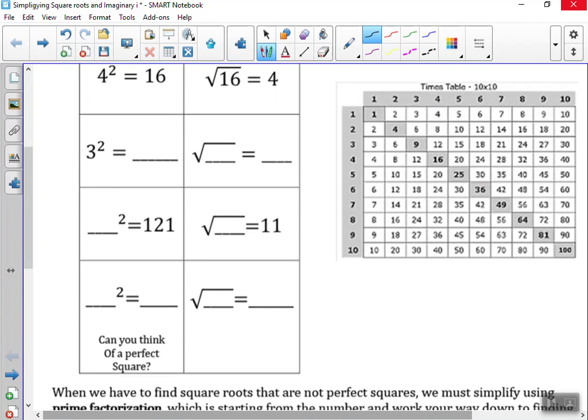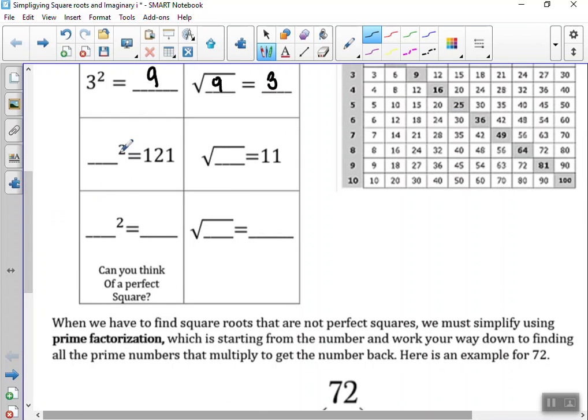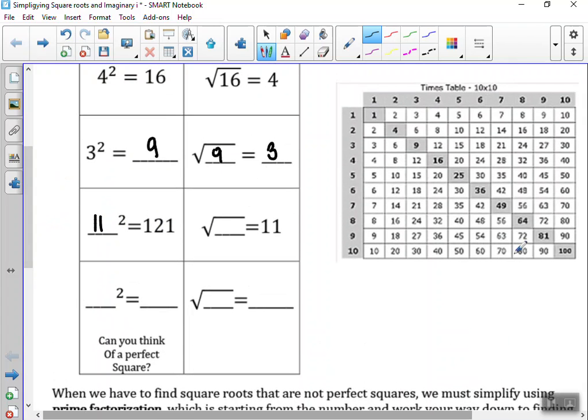So what is 3 squared? 9, which means that the square root of 9 is? 3. Yes, square root. Okay, so we're just going back and forth, okay? What squared gives you 121? 11, okay?